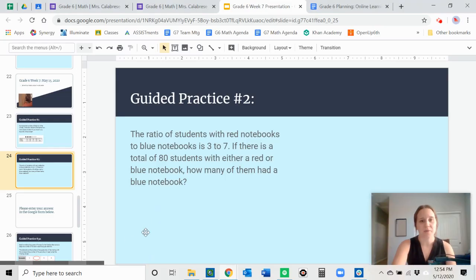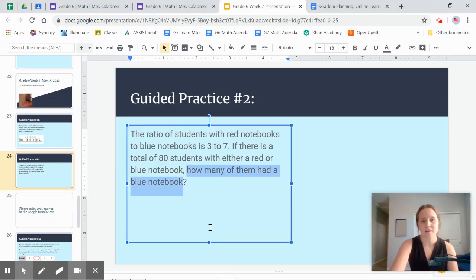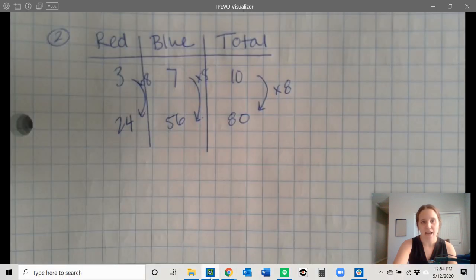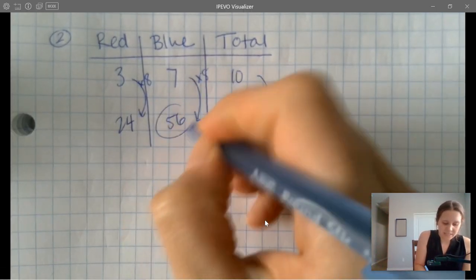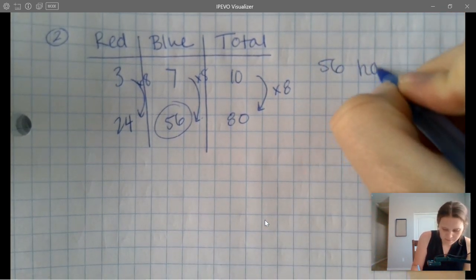And let me double check my question. It says, how many of them had a blue notebook? So in my ratio table, I found 56 had a blue notebook. Go ahead and write your answer with me.